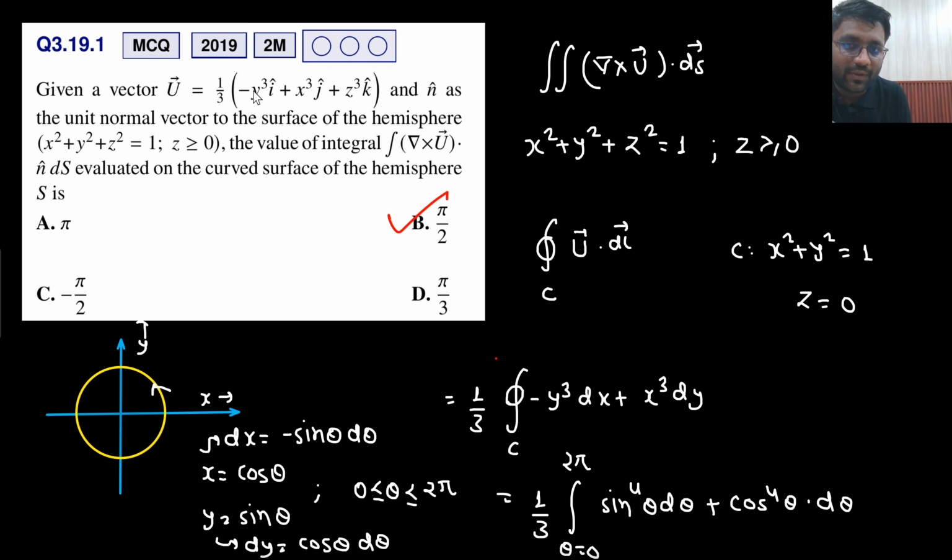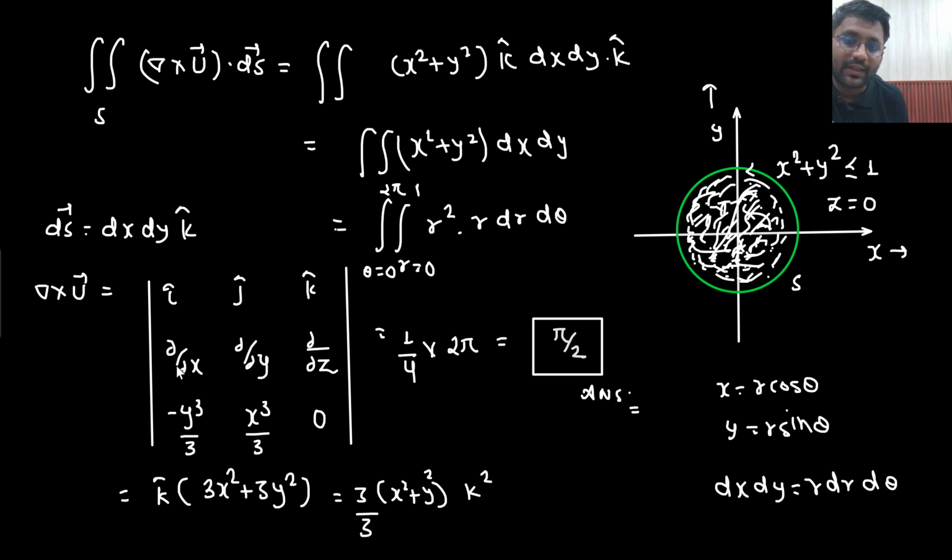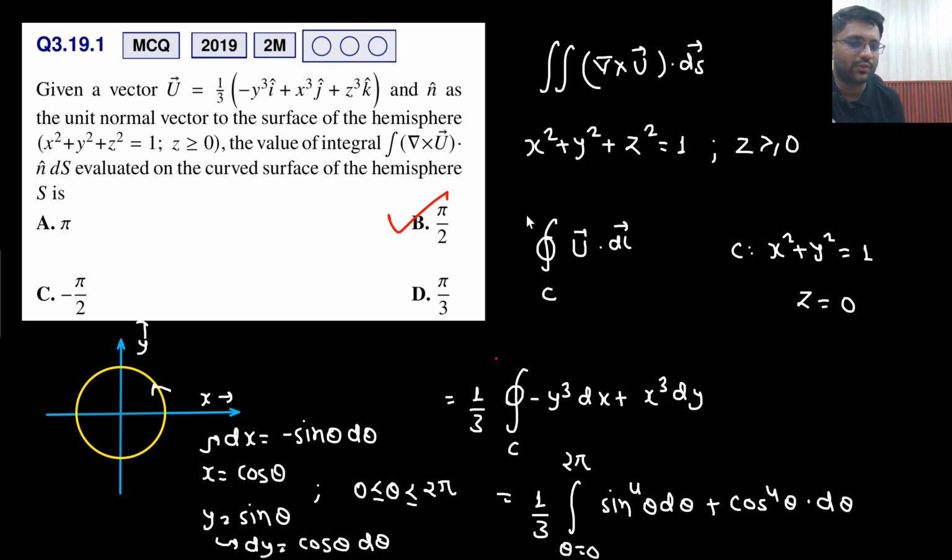This is a function of x comma y. This is also a function of x comma y only. So del cross u will not take me much time. It is not taking much time. This is coming out to be equal to r square as well. dx dy becomes r dr d theta, with r going from 0 to 1, theta going from 0 to pi. That's it. Quickly I will be able to tell the answer will be pi by 2. This is also a quicker method.